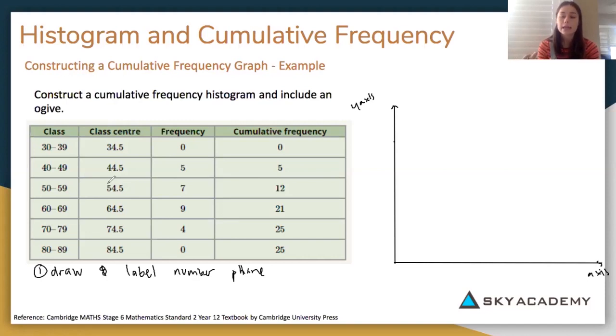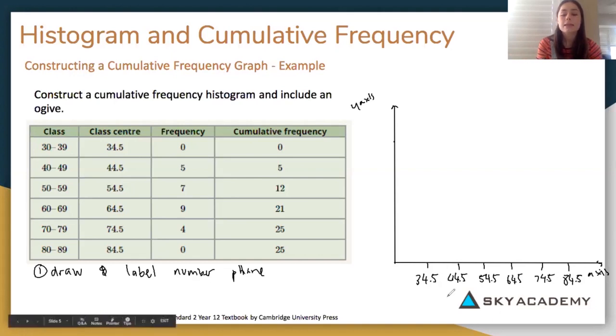So I'm going to do 34.5 to 44.5 to 54.5 to 64.5 to 74.5 to 84.5. So that'd be 44.5, 54.5, 64.5, 74.5, and then 84.5. And this is going to be my class center.